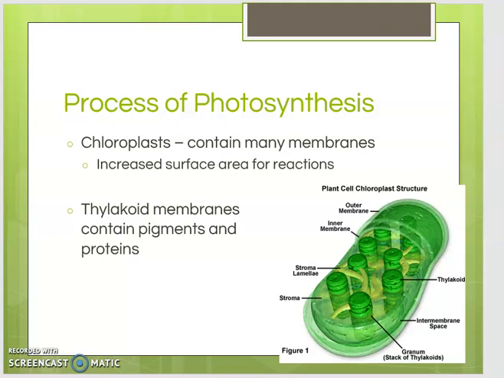And these stacks of thylakoids are going to contain pigments and proteins, and this is going to be where the light-dependent reactions take place. Inside of the chloroplast, there's also going to be the stroma. This is going to be the space in between, and this is going to be where the light-independent reactions take place. So let's first look at the light-dependent reactions.